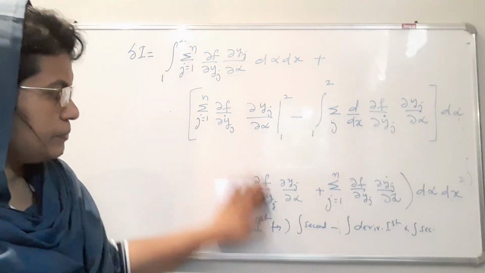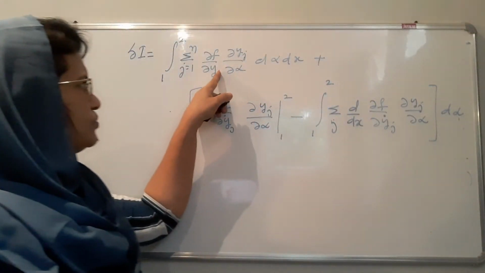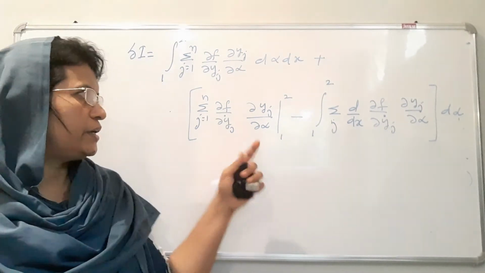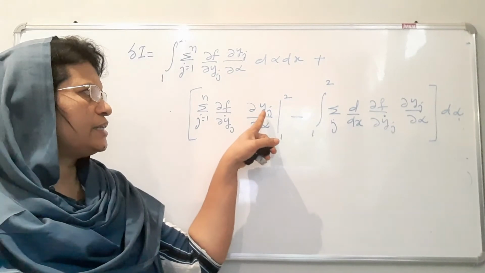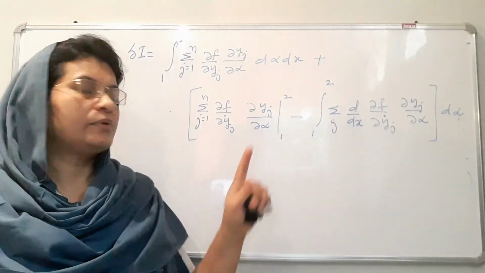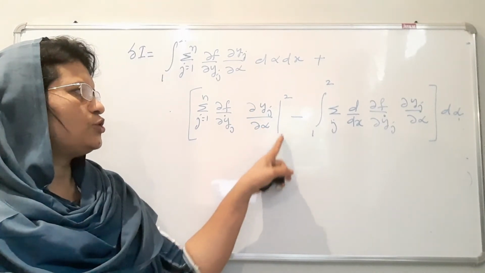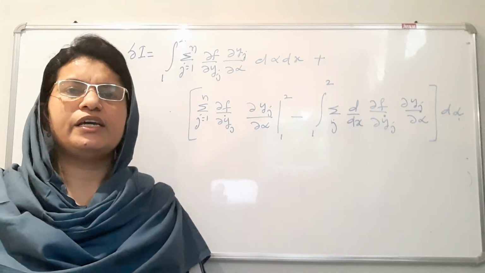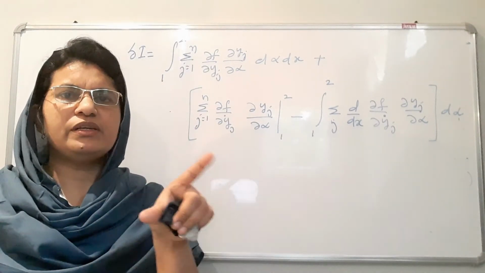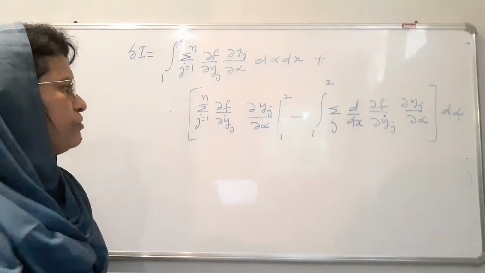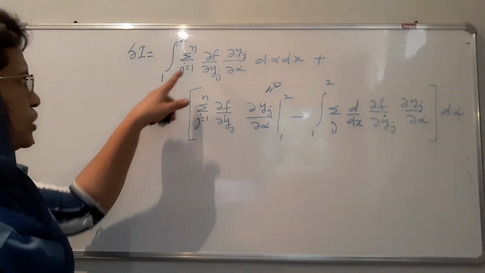Now in this equation, consider the second term. Here there is a limit to be applied, ∂yj/∂α from 1 to 2. We know that the variation of yj with respect to alpha is 0 at the two endpoints. There is only variation at the points in between the endpoints. Therefore, ∂yj/∂α at 1 and 2 is equal to 0. Therefore, there are only two terms, first term and second term.